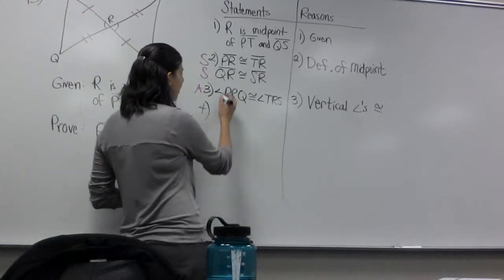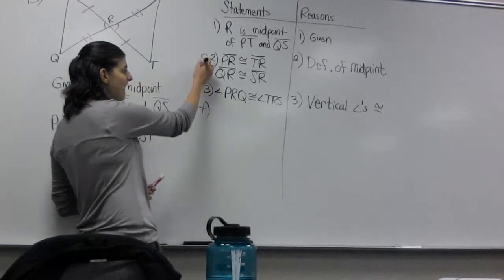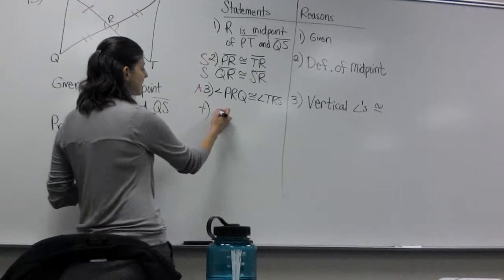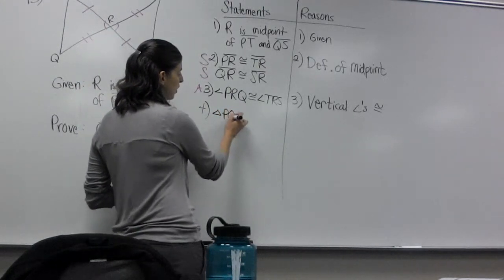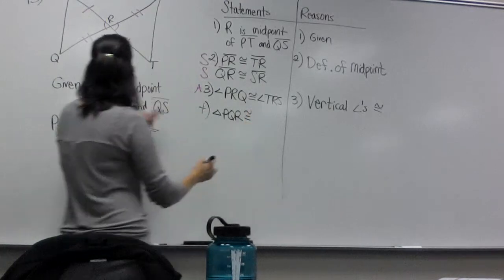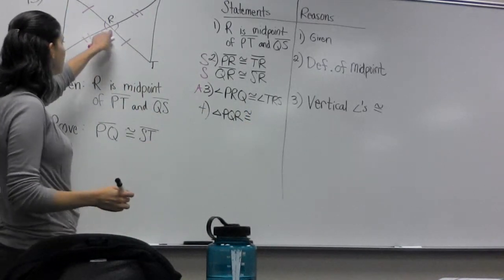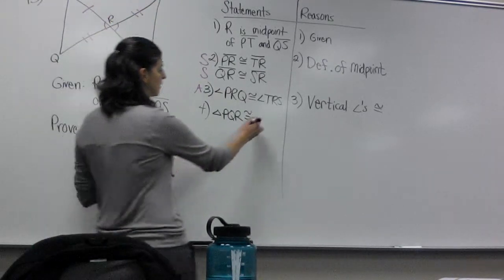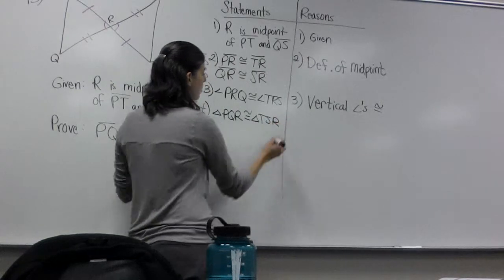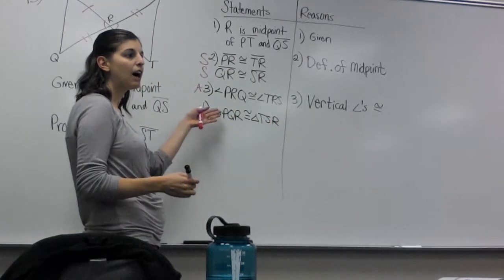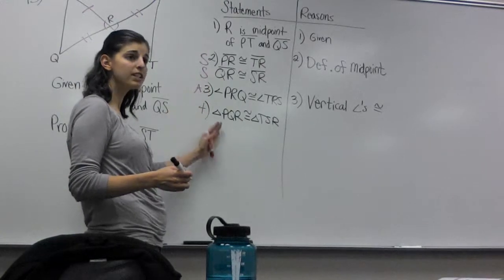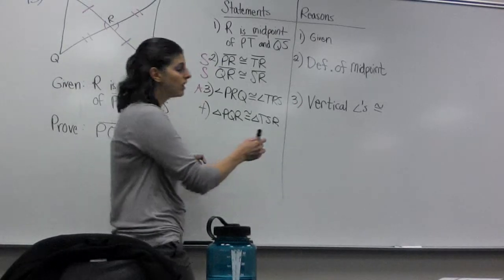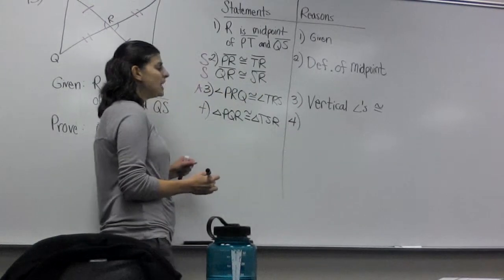So we can now say, because we have 2 sides and an angle between them that are congruent, we can say that triangle PQR would be congruent to triangle TSR. And if you wanted to keep it in a different order, that'd be fine. However, you have to keep the things that are corresponding parts in the same positions in your names of your triangles. All right?